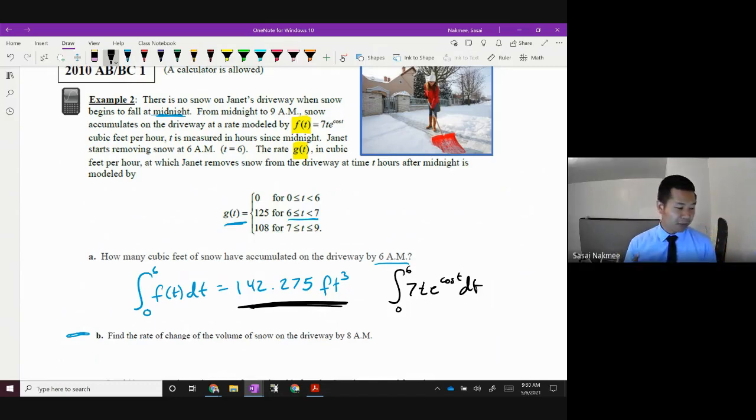Now, here's the thing, though. Some people are going to get a different answer when they plug this into the calculator. One of two things could happen. The first is that you plug this whole function in incorrectly. There's no t button on your calculator, which confuses some students. You can just put it in as 7x e to the cosine of x dx, because this is just a dummy variable. The second thing that could have gone wrong is that your calculator might have been in degrees.